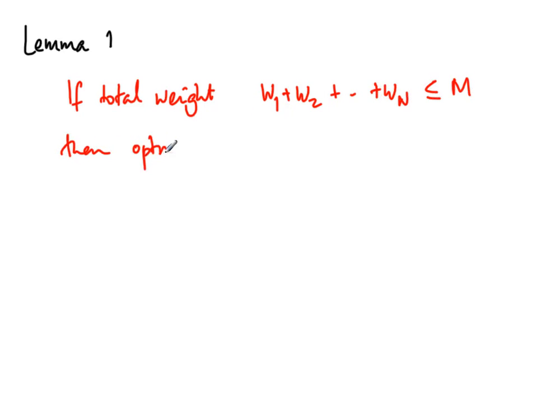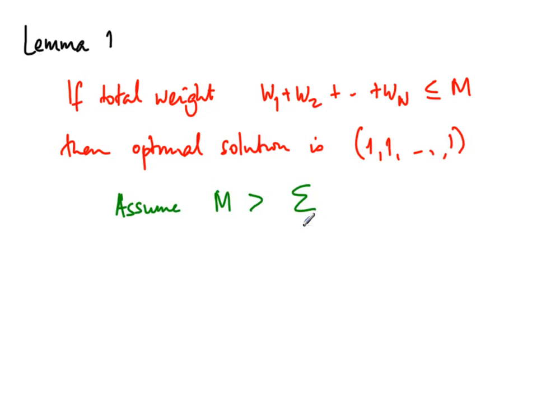So the optimal solution is in fact one which sets all the xi to 1. That is, I pick everything and take it because that's the best way to maximize the value and I have no capacity problem. So we will therefore assume that this is not the case. We'll assume that M is smaller than the summation of all the Wi's, because if M is bigger than or equal to the summation of Wi's, we have no problem to solve and we don't need to worry about it now.